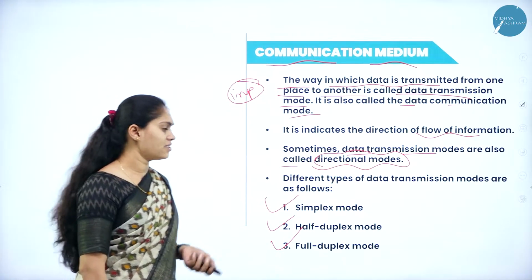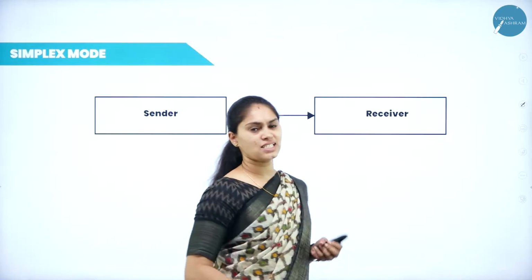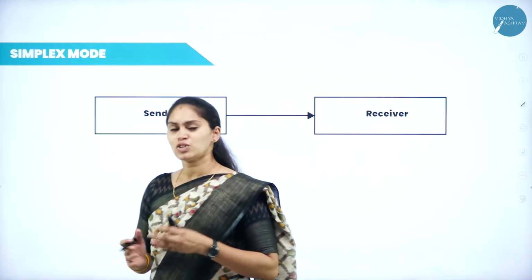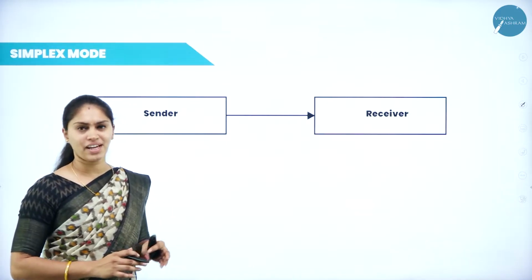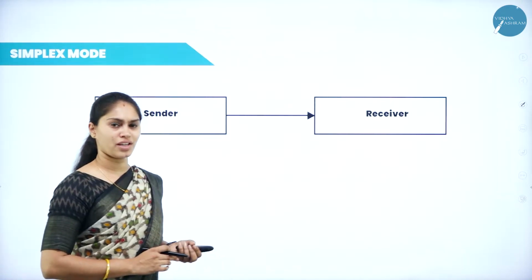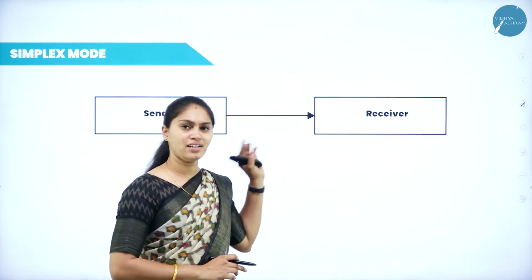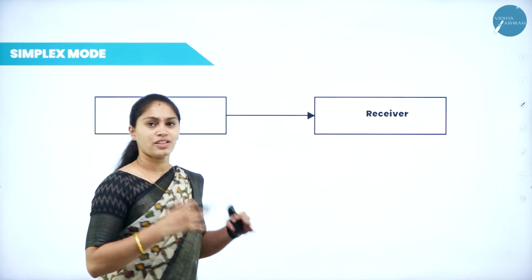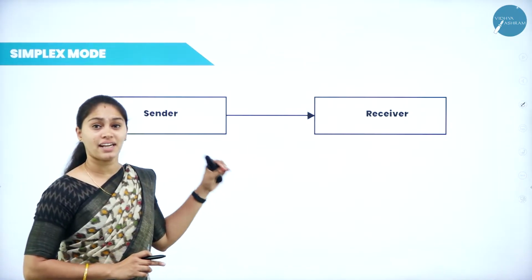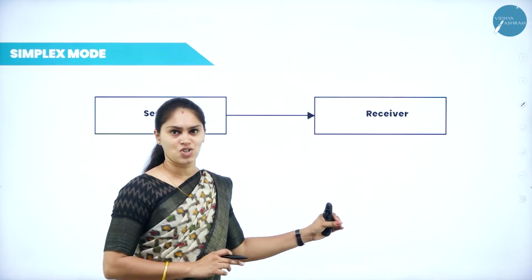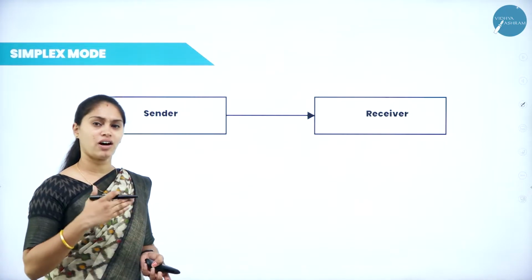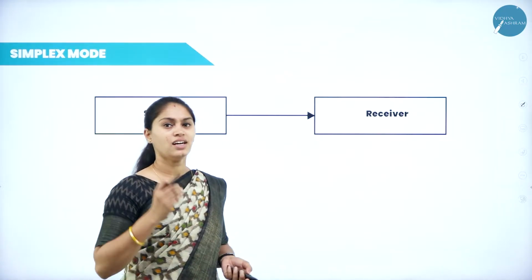What is the first type we have? That is simplex mode. If you see this diagram, you can understand that we have a sender as well as a receiver. If the sender is only sending and the receiver is only receiving, then we call that kind of communication simplex mode. Here only the sender can send and the receiver can receive. There is no exchange of roles between sender and receiver. So if the data transmission is taking place in a single direction, we call that transmission mode simplex mode.